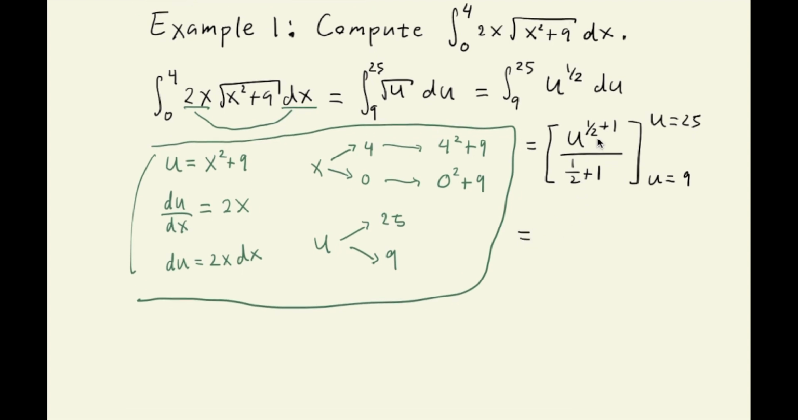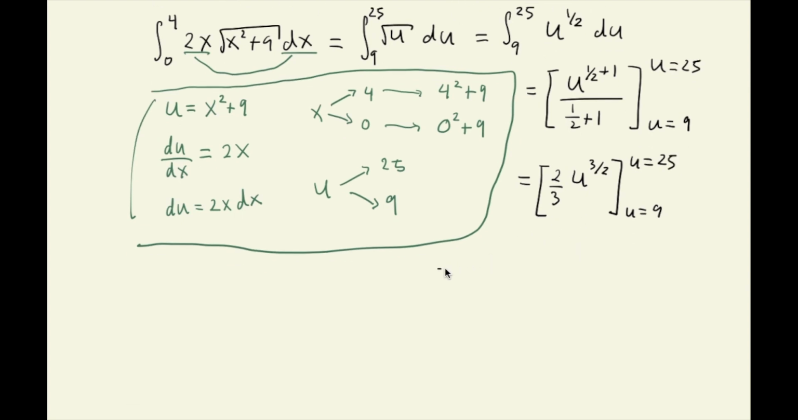Okay, so you can rewrite this a little bit more. 1/2 plus 1 is 3/2, right? So this is u to the 3/2. And here you're going to divide by 3/2. But instead of having a double fraction here, dividing by 3/2 is the same as multiplying by 2/3. So that's what we get for u equals 25, u equals 9.